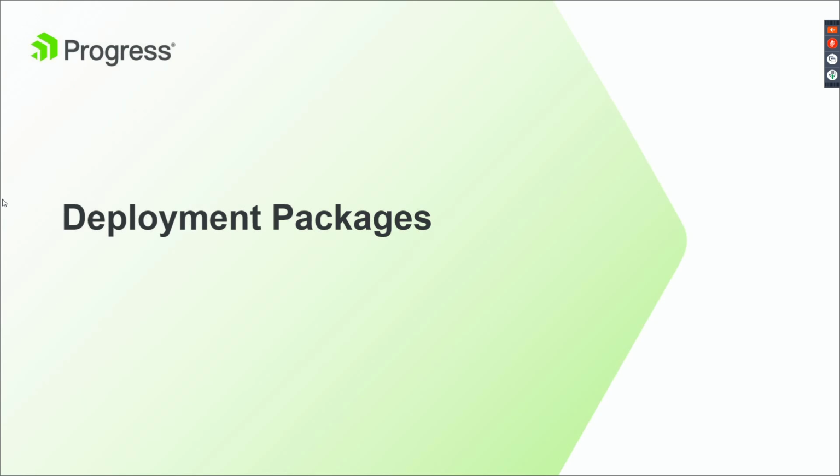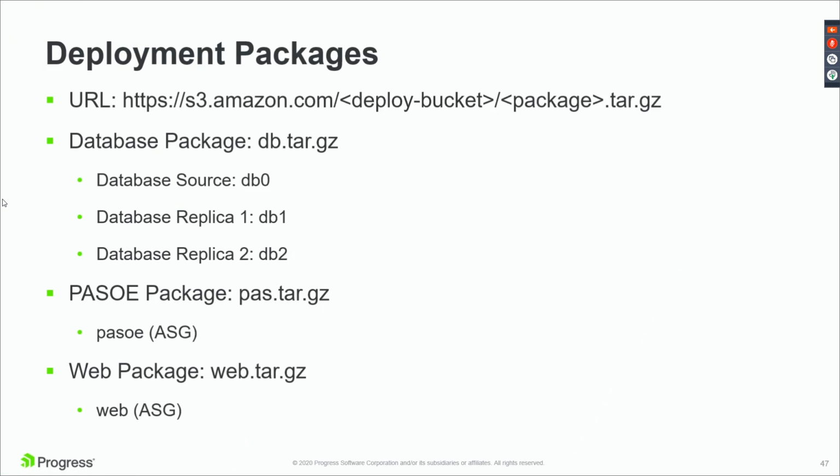There's one more item that I want to tell you about, okay, and that's the deployment packages. We touched on this briefly, but let me just highlight it, right? So if your URL to the deployment package looks like this in the S3 syntax, you will have a deploy bucket, that's the parameter that is used, and then a package name. By default, the package name is db.gc. It's used for the db0, db1, db2 machines, and then you have PaaS for the PaaS-OE machine, and then web for the web machine.